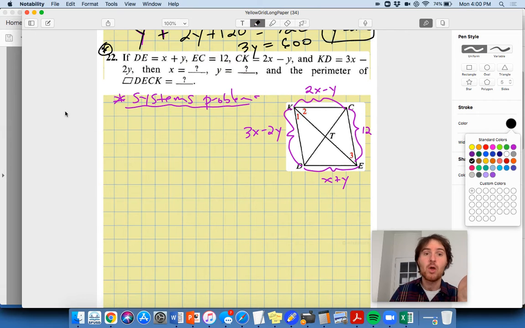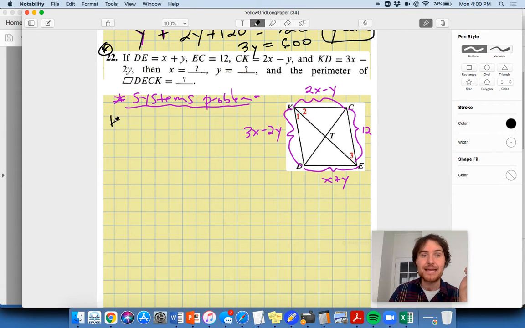So for instance, one equation I know that I can set up is this: KC's got to equal DE. I can deduce that because opposite sides of a parallelogram are congruent to one another. I can also deduce that KD is congruent to CE because I have a theorem that says opposite sides of a parallelogram are congruent to one another. So that means the lengths of the sides need to be the same here.